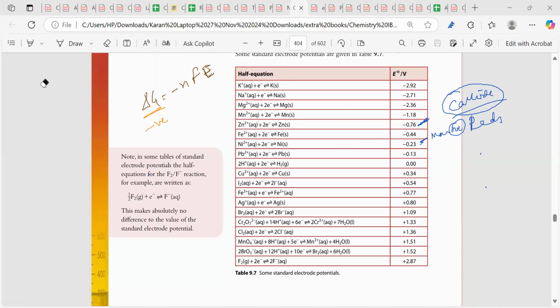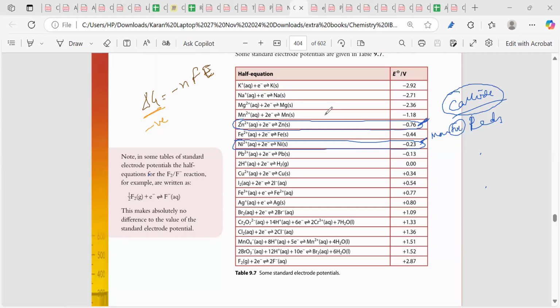Reduction reaction. See, all are reduction reactions, right? So if you see that when we talk about the reduction reaction, which reduction reaction will be more spontaneous, Arnav?